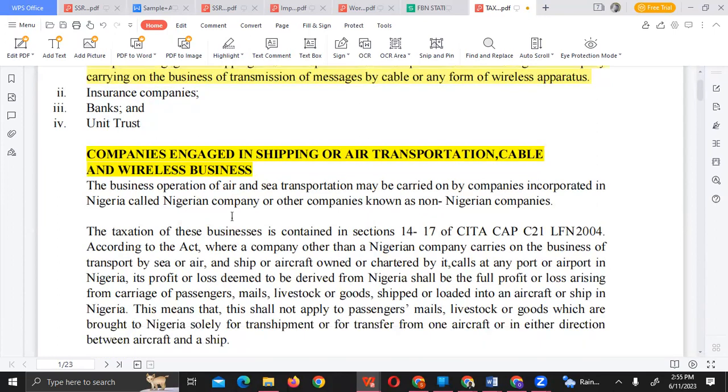All right. So let's look at companies engaged in shipping or air transportation, cable and wireless business. In short, we mean companies engaging in telecommunication and transportation businesses. According to section 14 to 17 of CITA, where a company carries out business by way of sea or air, in a ship or aircraft owned or chartered by it, then the profit or loss deemed to be derived from Nigeria shall be the profit or loss that will be assessed to tax in Nigeria. So at any rate, we would not subject income earned abroad to tax in Nigeria, but income earned in Nigeria will be subjected to tax in Nigeria.